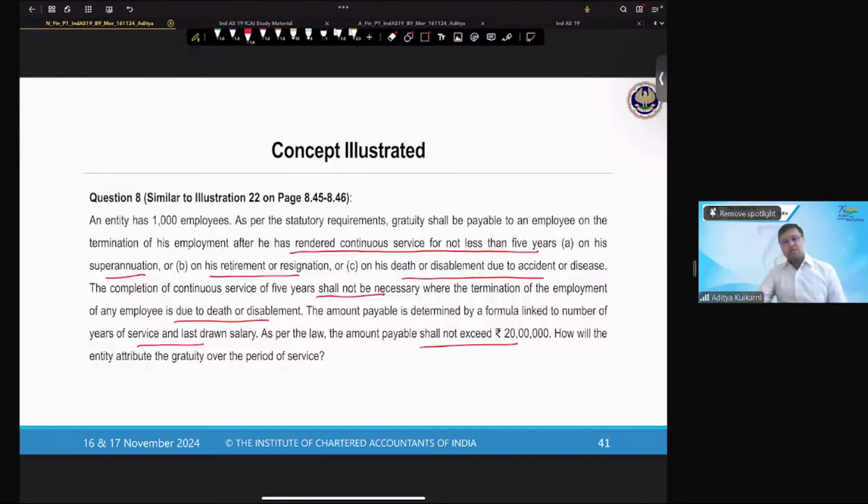So first one, how will we attribute the gratuity? First one, the number of employees who are unlikely to fulfill the obligation, we will ignore them. Like, for example, employees who have not yet completed 5 years and they have already put in the resignations and they are serving their notice period. इनको तो gratuity मिलेगी ही नहीं. So therefore you can exclude them from the obligation workings.